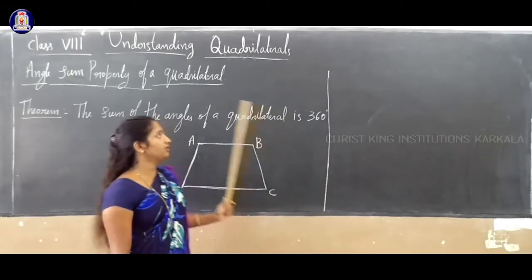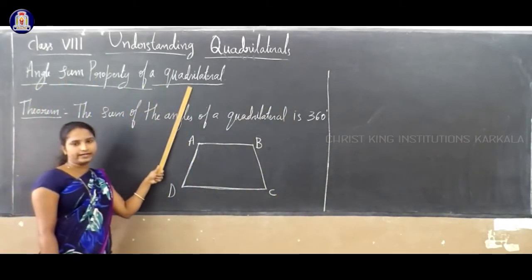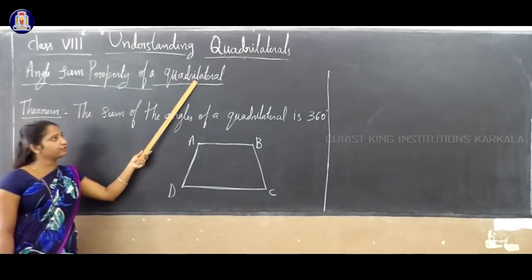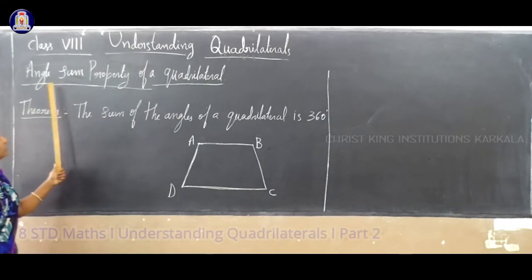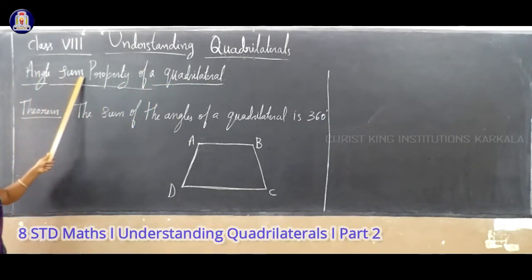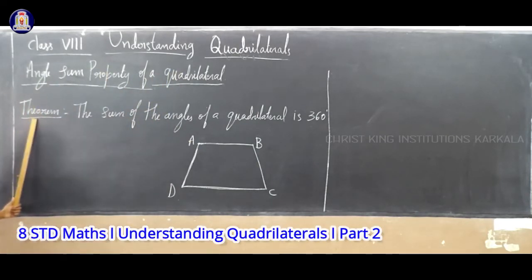Next concept here: angle sum property of a quadrilateral. In the previous class you learned the angle sum property of a triangle, right? So here we will learn the angle sum property of a quadrilateral. First, see the theorem.